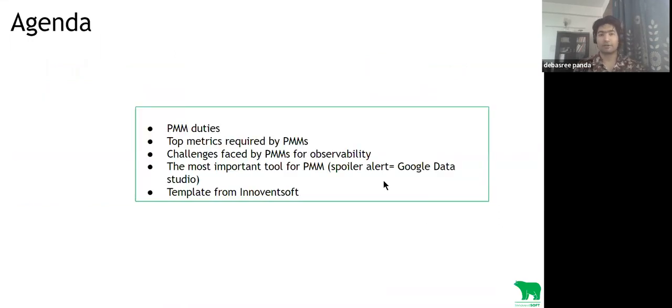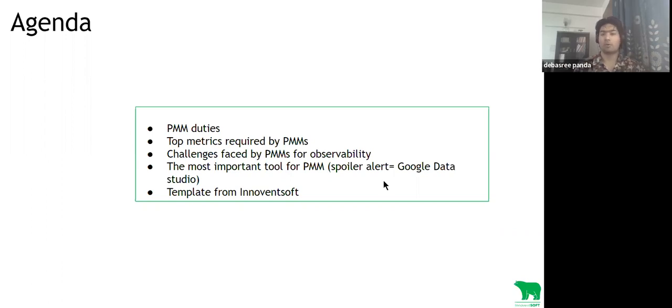So today in this session, we'll talk about four primary things. One is what are the different duties or responsibilities modern product marketing managers have to follow. The second one is we'll talk about the top metrics that are required for product marketing managers to follow. And then from those metrics, we'll also try to understand, to attain those metrics, what are the different challenges faced by product marketing managers while getting these metrics in one single pane.